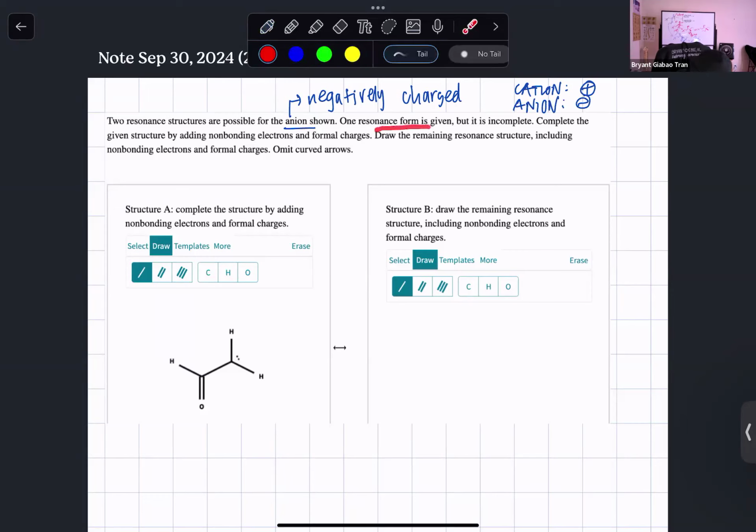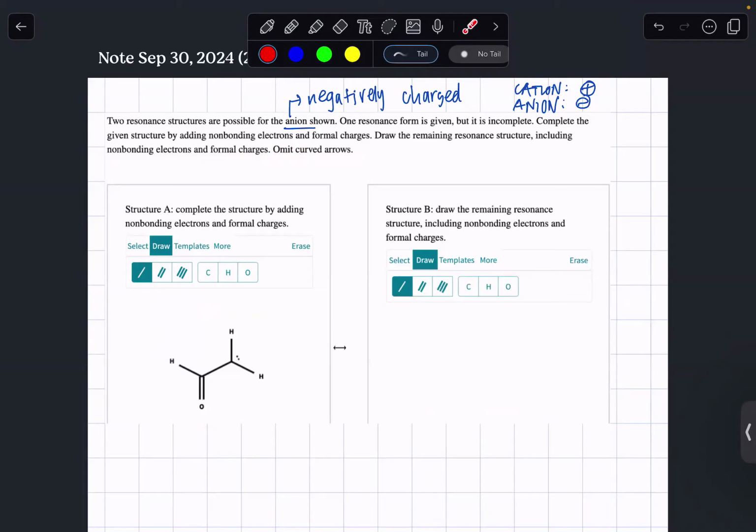One resonance form is given, but it is incomplete. Complete the given structure by adding non-bonding electrons and formal charges. Draw the remaining resonance structure, including non-bonding electrons and formal charges. Omit the curved arrows, so that means don't draw them. We're going to draw it just to draw the second resonance structure, but don't put that in the homework.